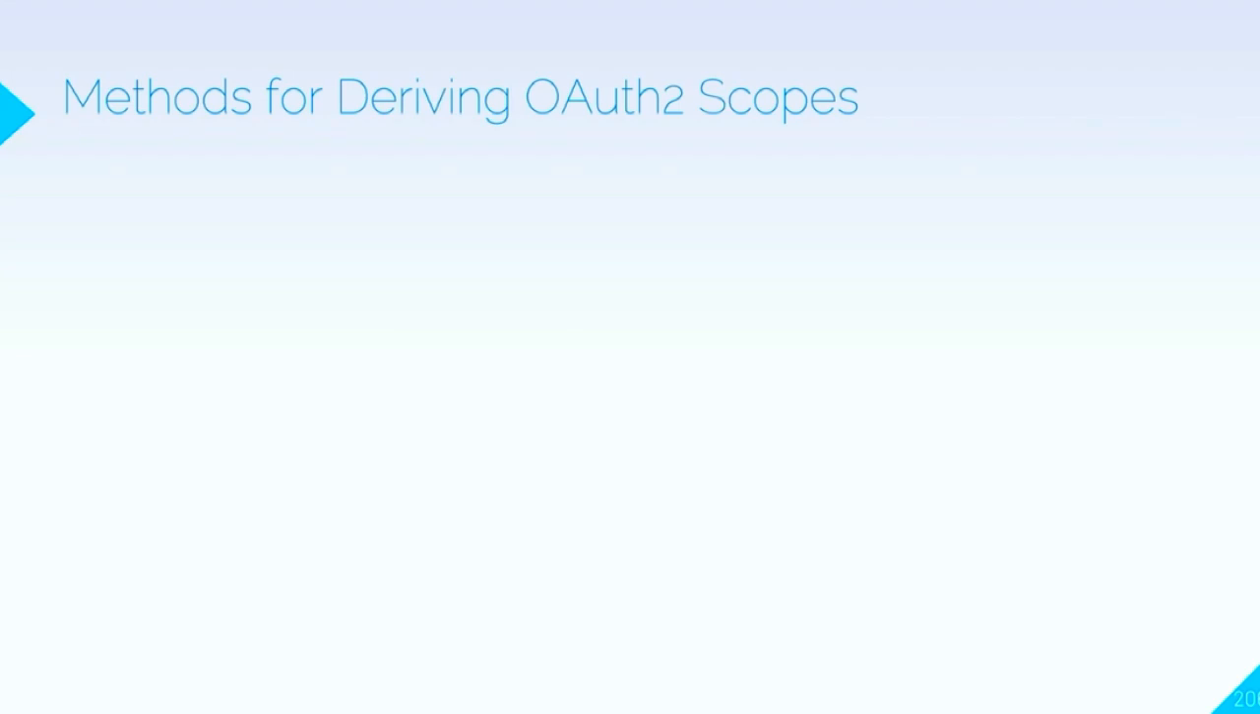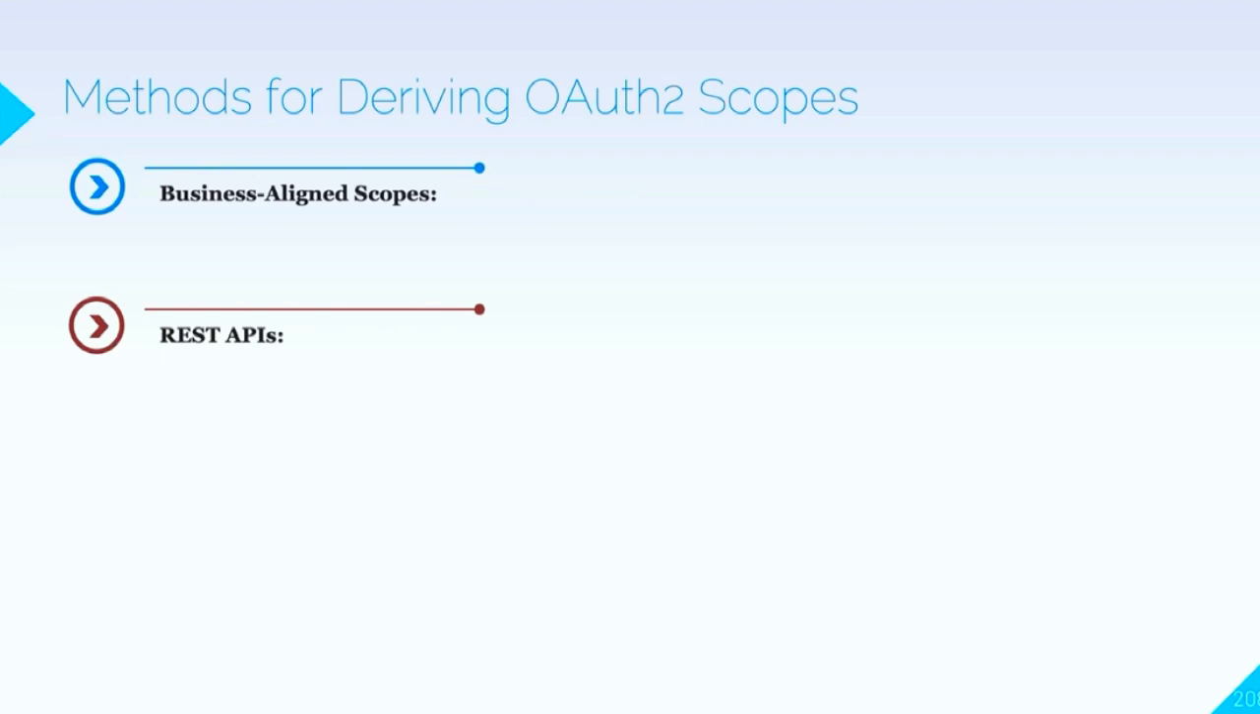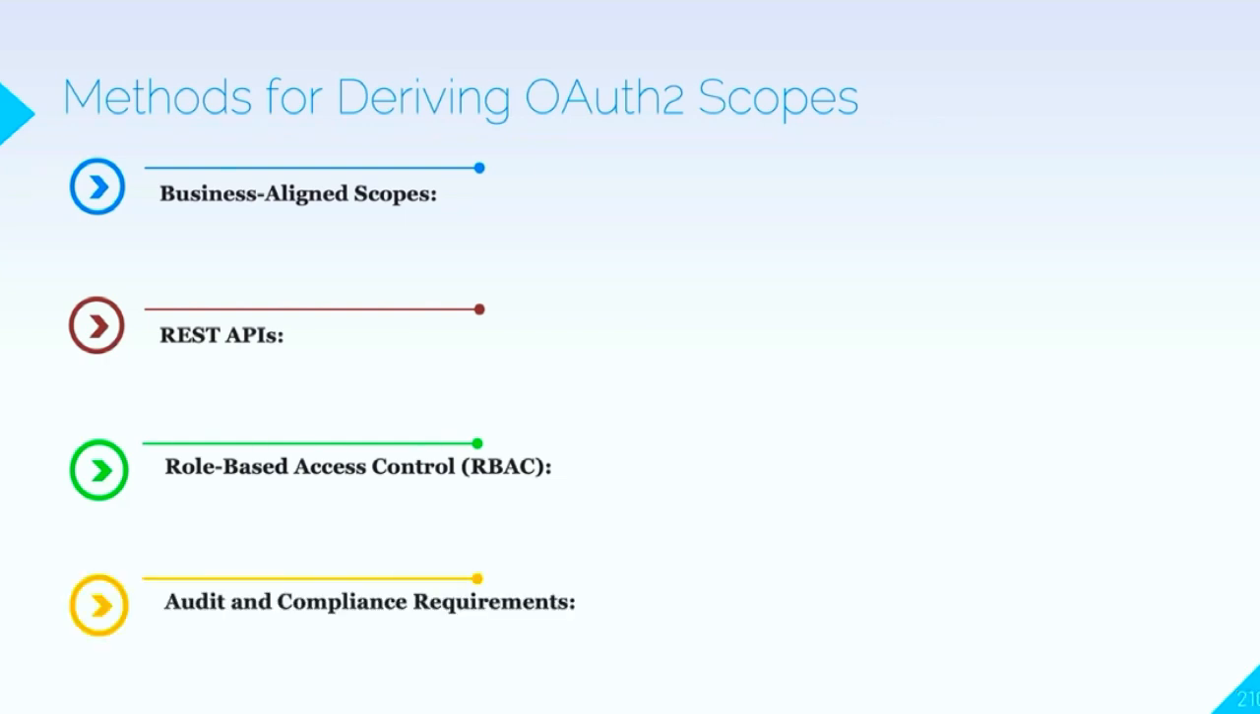When defining OAuth 2 scopes, there are multiple approaches you can take. You might define scopes derived from the business processes, from the structure of your REST APIs, or based on access management methodologies like RBAC, role-based access control in hierarchical organizations. Additionally, it's crucial to consider audit and compliance requirements. Often the best approach is to use a combination of these methods to create a comprehensive and effective scope strategy.